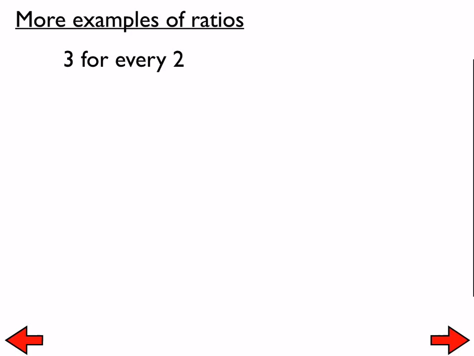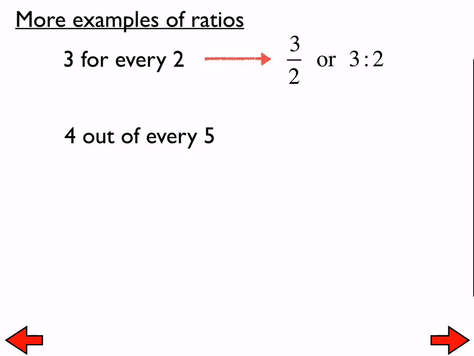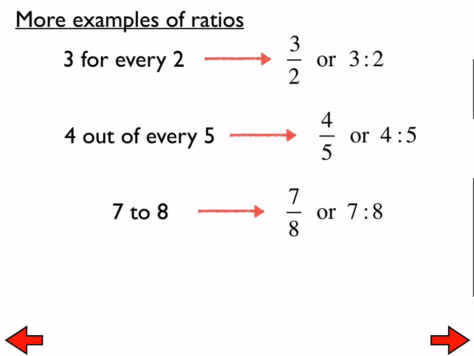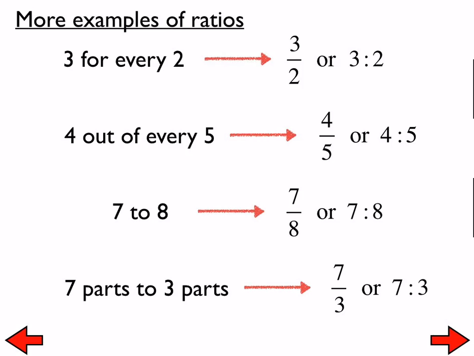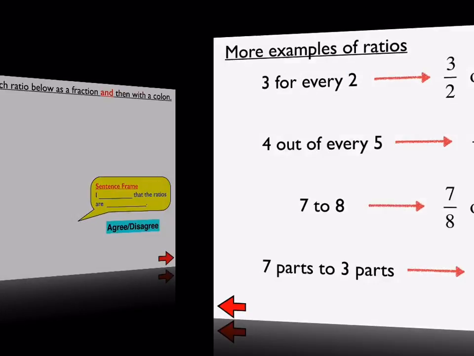3 for every 2. We could write that as 3 over 2 or 3 colon 2. I'm going to stick with the two most popular ways of writing ratios. 4 out of every 5. We could write that as 4 over 5 or 4 colon 5. 7 to 8, we could write that as 7 over 8 or 7 colon 8. And of course, 7 parts to 3 parts, we could write that as 7 over 3. Notice how I did not write that as a mixed number. We typically write ratios as fractions or with a colon.